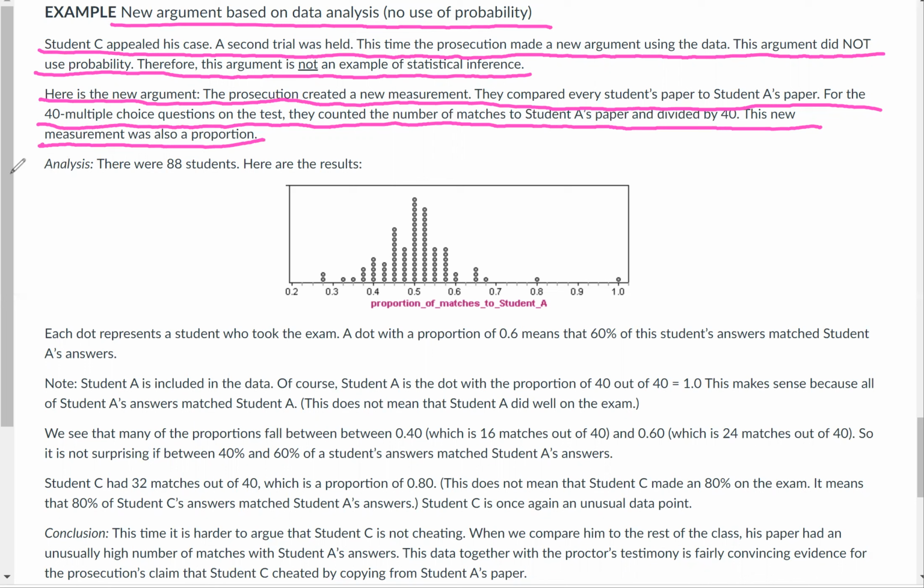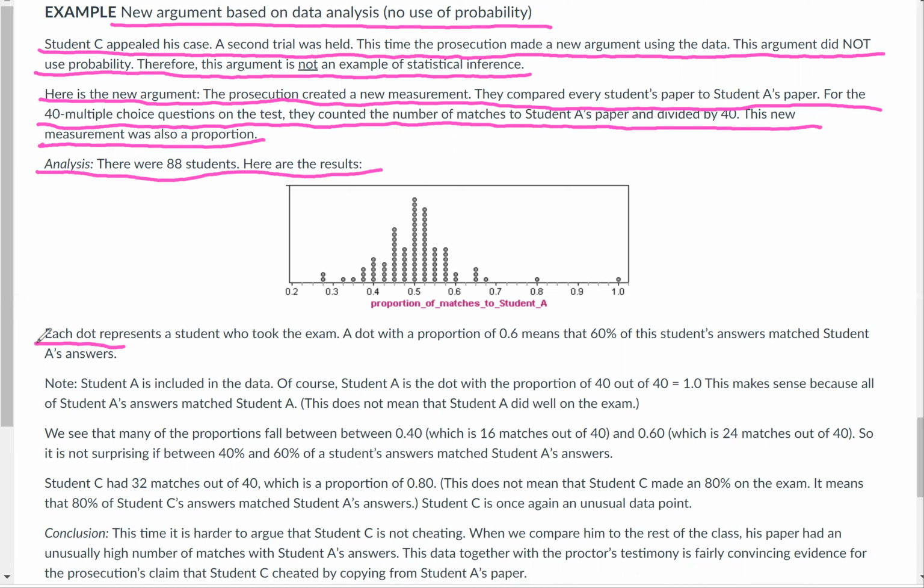So this new argument would take care of the idea that someone might say the students are not guessing randomly when they get an answer wrong. There's an educated guess. Some are more logical, but for every student, they would pick logically. So if we compare student C's answers to student A's and then all the other students to student A's, that should give a good comparison. There were 88 students, and here are the results.